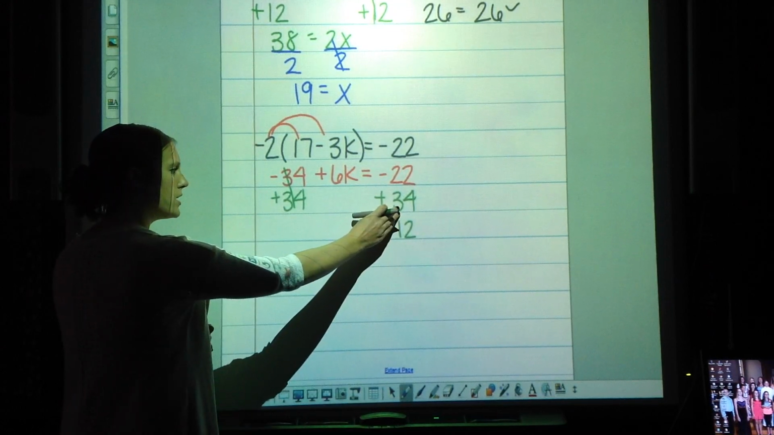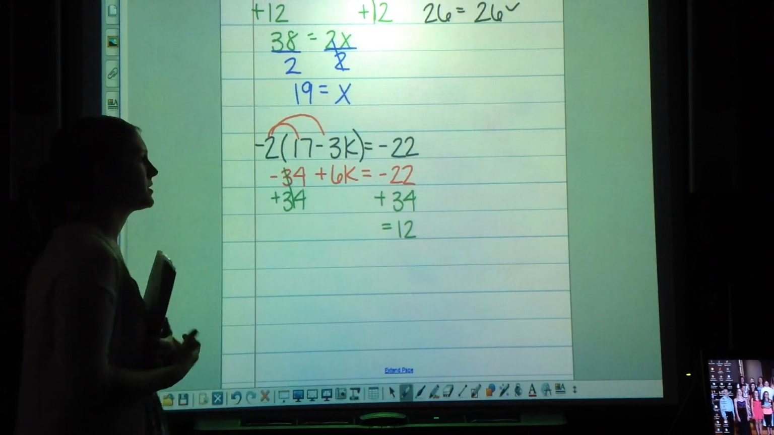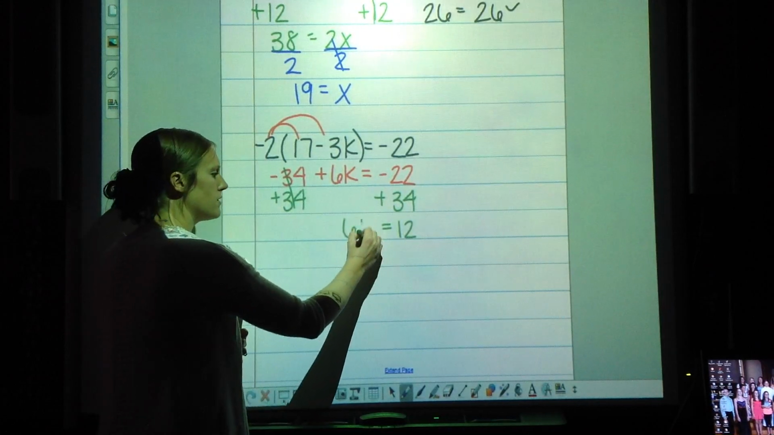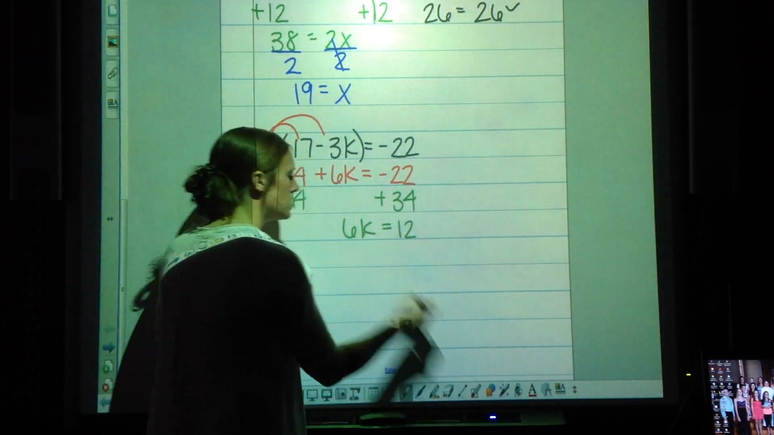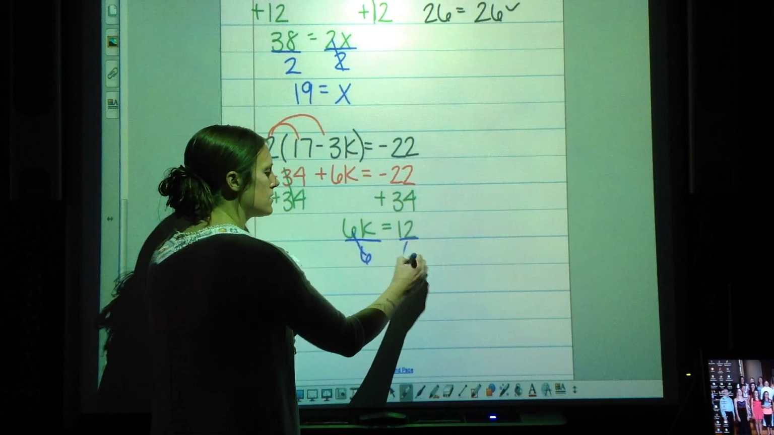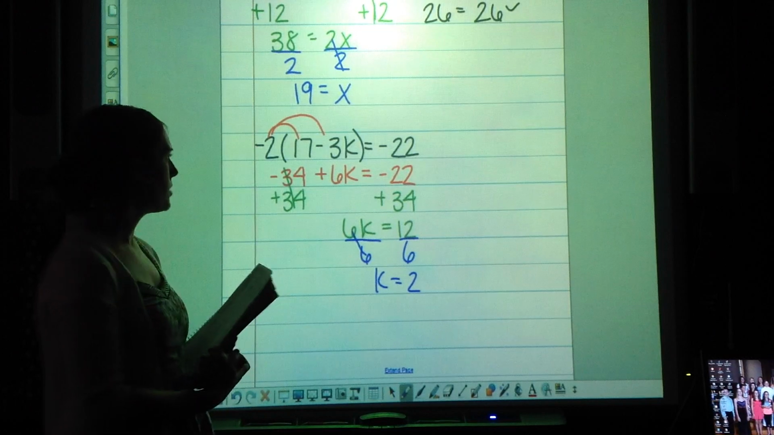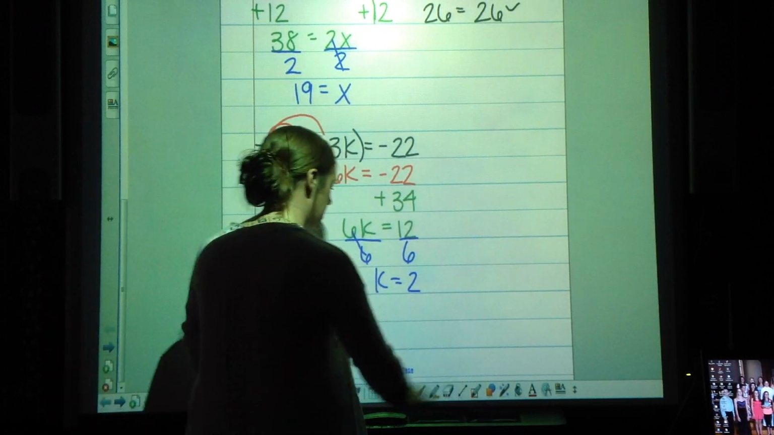This is the bigger quantity. It's positive, so my answer is positive. On the left side, I'm left with a positive 6k. Divide both sides by 6. So k equals 2. We're going to plug that in to check to see if we got the right answer.